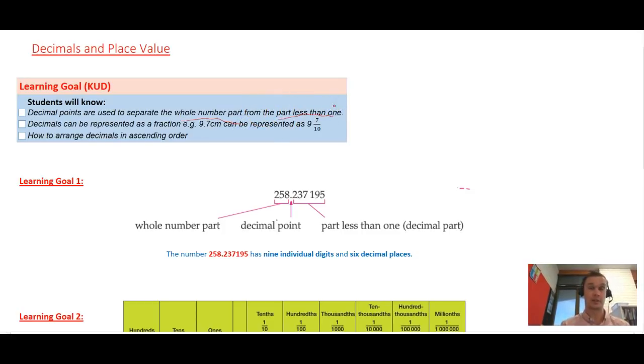We'll go through each of these learning goals one by one, so it'll help us from there. But we need to make sure, check back at the end, that we can do these. And the second thing is that you can understand that decimals can be represented as fractions as well, and we'll look at that. And also how to arrange decimals in ascending order, which means smallest to largest.